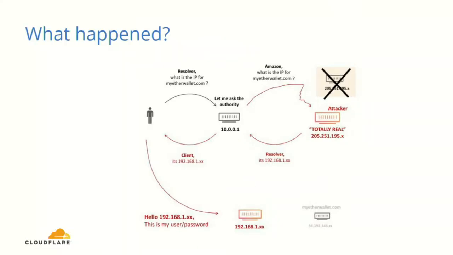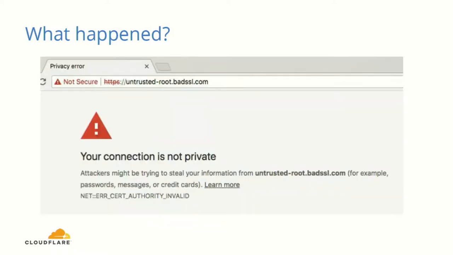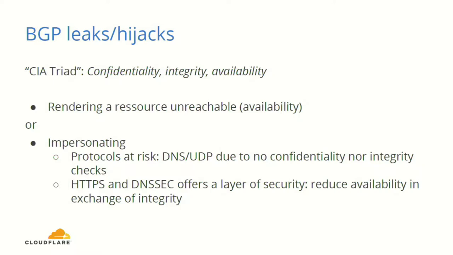So 1.1.1.1 on the routers that accepted the false route directed their queries to the hijacking server, which means when the user actually received the reply, it was a spoofed reply, a fake reply, given by us or Google or anyone who accepted the leak, any resolver that accepted the leak. And then when they tried to contact the website, they had a certificate error because it was not the real website.